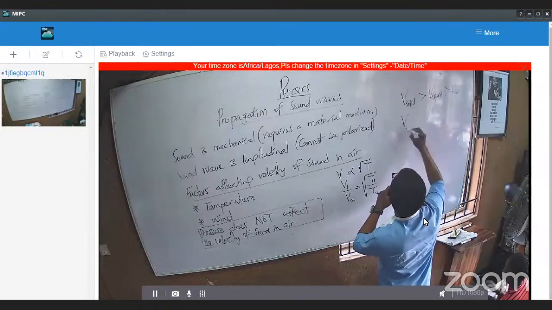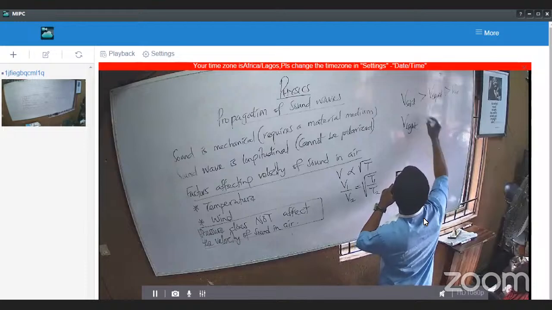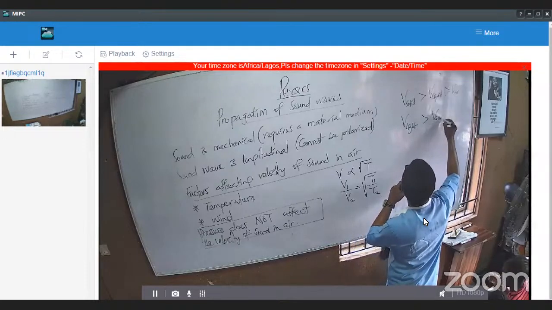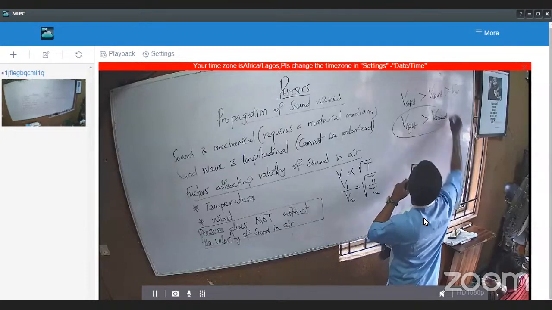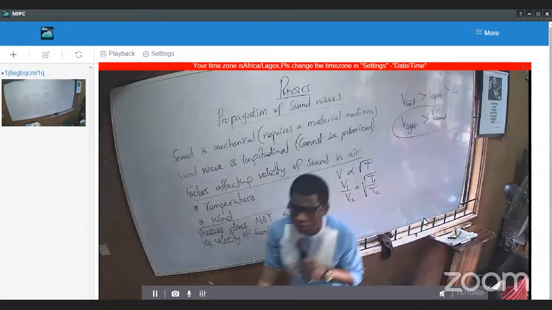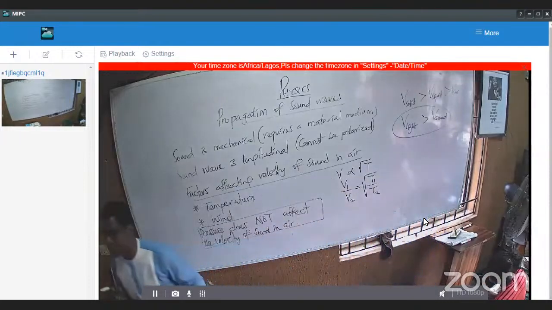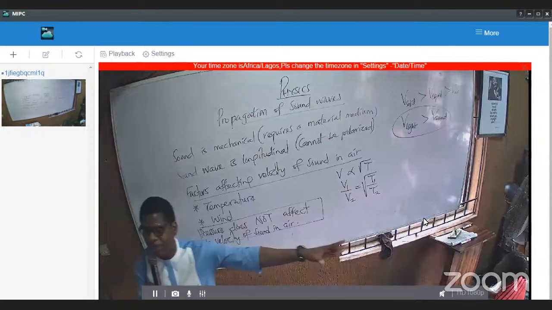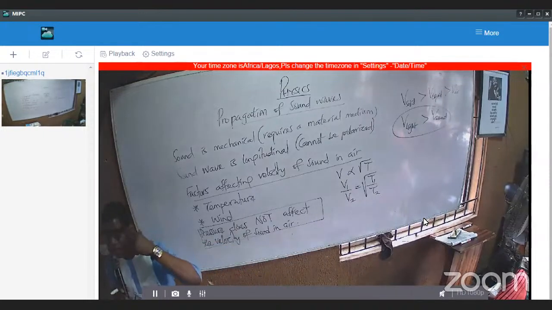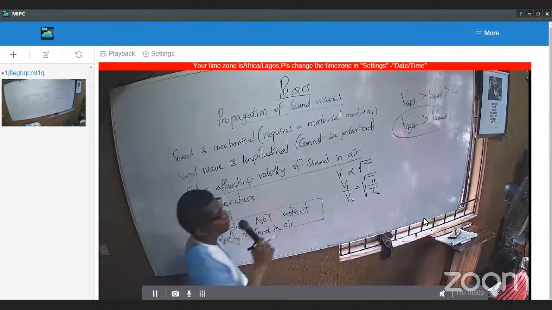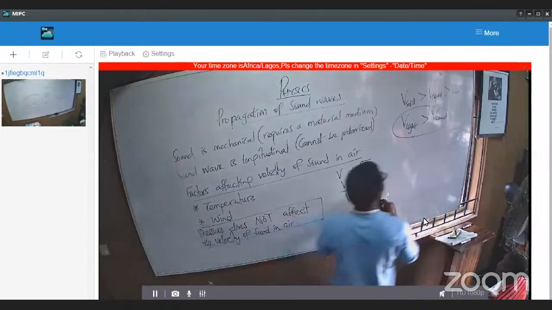We should also not forget that velocity of light is higher than velocity of sound. Light travels faster than sound. That's the reason why during a thunderclap, you will see the lightning flash before you hear the thunderclap, because light travels faster than sound.